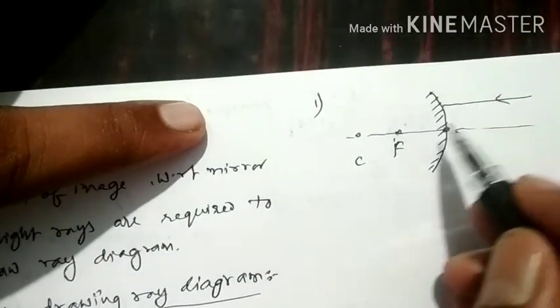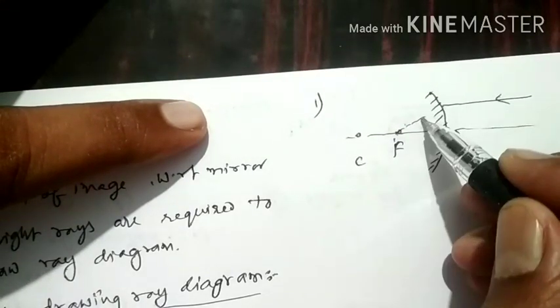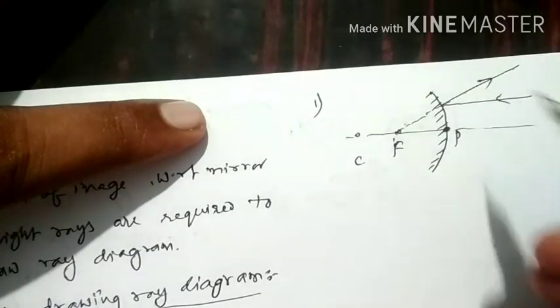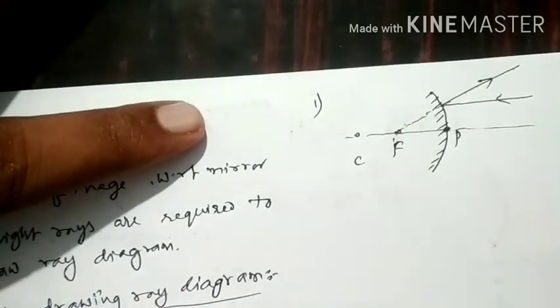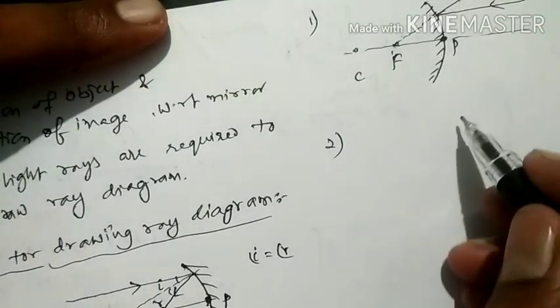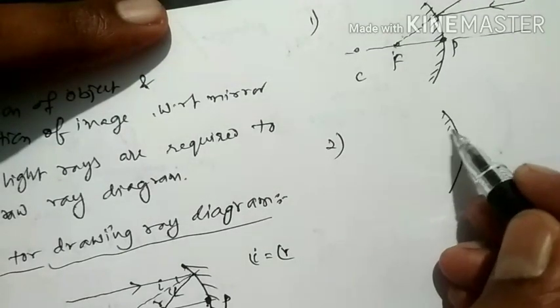So here the light ray appears to be passing through focus. Now you extend a line from the focus, and outside the mirror you can just extend this directly. So the light ray will be like this. And the second one is a light ray passing through focus.